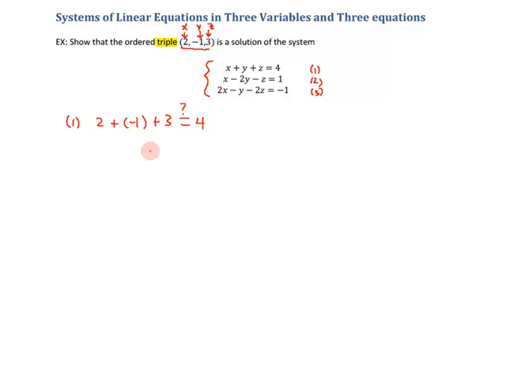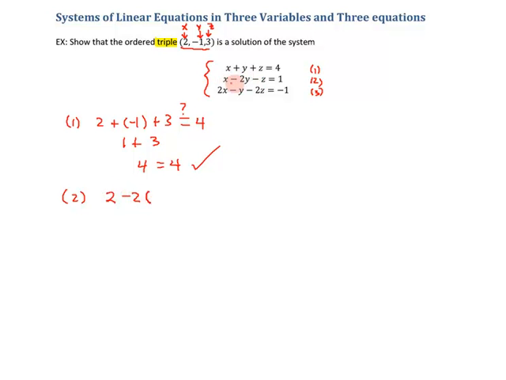Okay, well 2 plus a -1 is 1. 1 plus 3 is 4. That equals 4, so yes. So far, so good. First equation is satisfied. But in order to be a solution to the system, it has to satisfy all three. So check equation 2. Plugging in 2 for x.